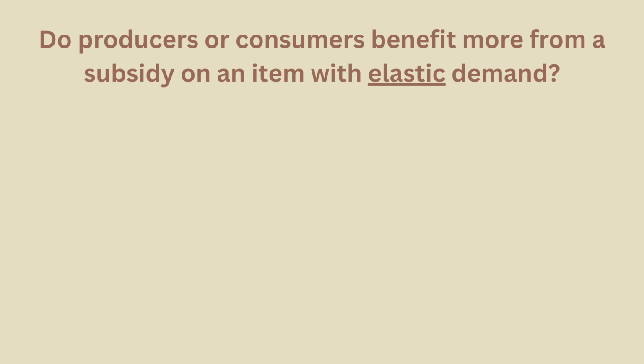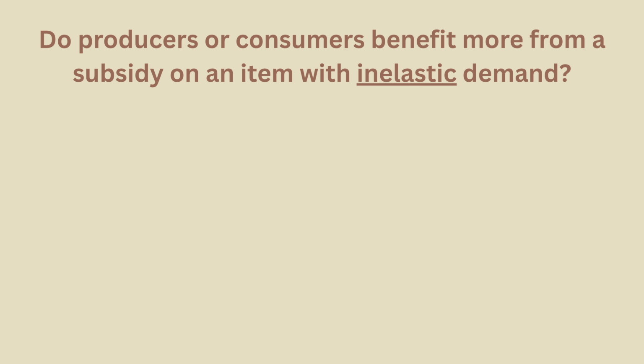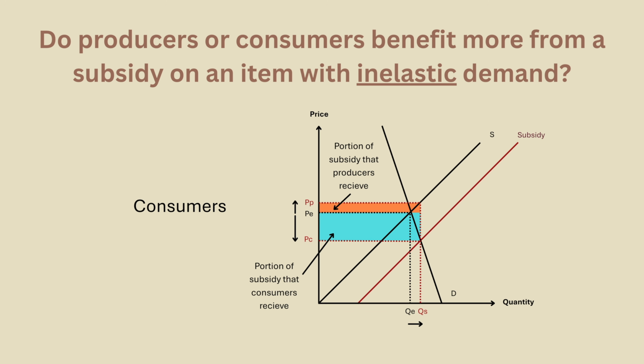Do producers or consumers benefit more from a subsidy on an item with elastic demand? The answer is that producers benefit more. The portion of the subsidy that they receive is larger than that for consumers. Conversely, do producers or consumers benefit more from a subsidy on an item with inelastic demand? The answer is that consumers benefit more with a subsidy on an item with inelastic demand.